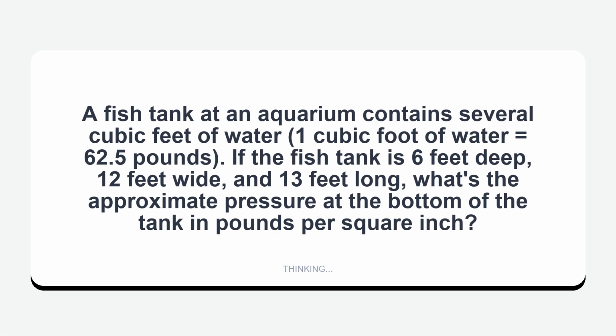A fish tank at an aquarium contains several cubic feet of water. 1 cubic foot of water equals 62.5 pounds. If the fish tank is 6 feet deep, 12 feet wide, and 13 feet long, what's the approximate pressure at the bottom of the tank in pounds per square inch? 2.5.